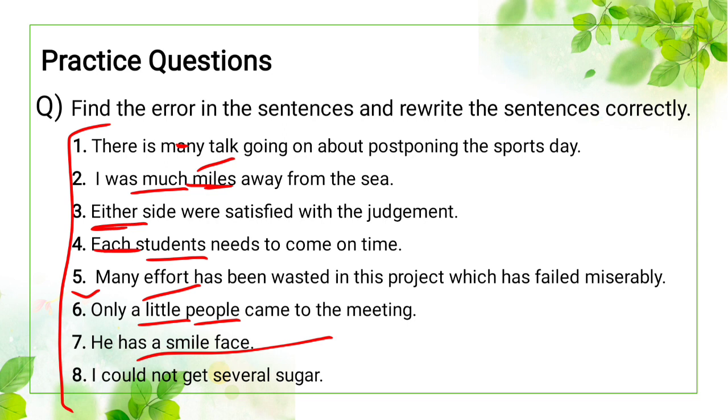Next question is, I could not get several sugar. Here we can see that the use of several with sugar, that is an uncountable noun, is the error in the sentence because several is used to denote countable nouns. That's why the correct answer for this question would be, I could not get any sugar, because any is used to refer to the amount of uncountable nouns.